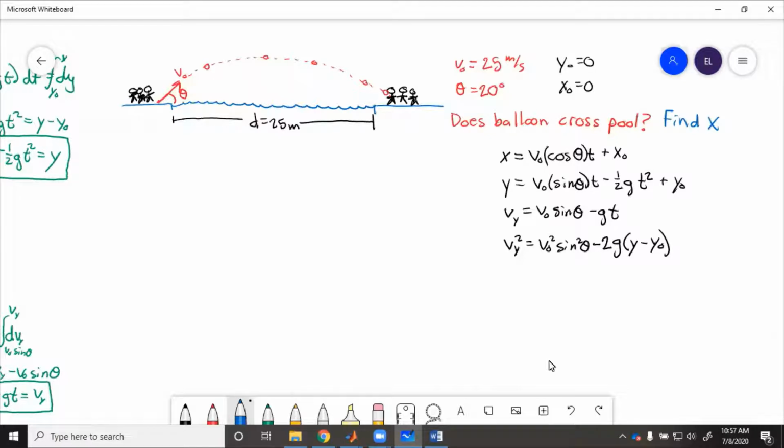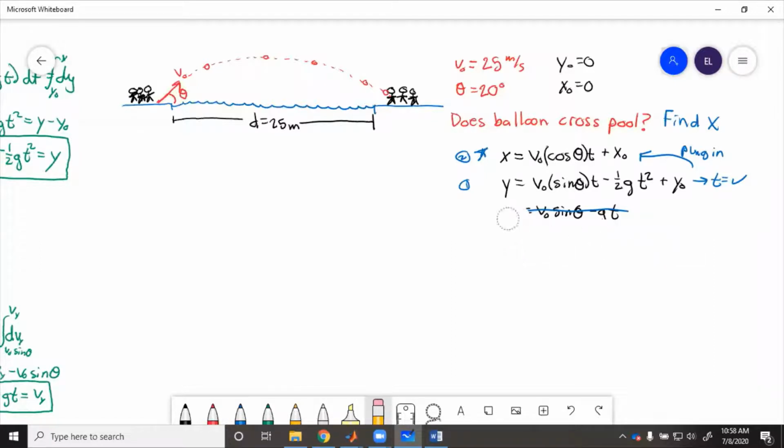So we know we need to use this equation, but we need to find time, and we know that the y height when it lands should just be 0. So we've got everything we need to find time from this equation. So start here, find time, plug in, find x. So we don't need these equations anymore. We can get rid of those.